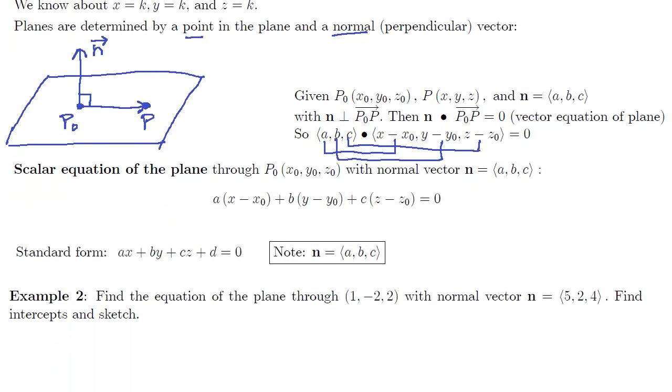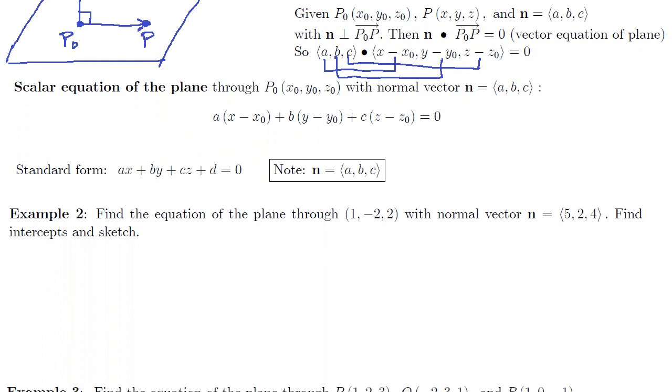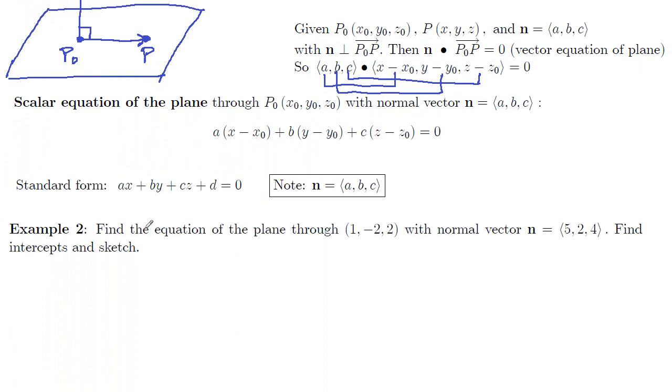So let's put this to use. Also, you'll sometimes see standard form for the equation of a plane, and that's where everything's on the left-hand side and 0 on the right. But when we find equations of planes, we'll more use the scalar equation. So here we want to find the equation of the plane that goes through the point (1, -2, 2) with a normal vector (5, 2, 4). Find intercepts and sketch that plane.